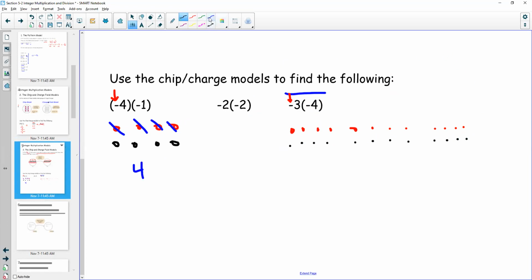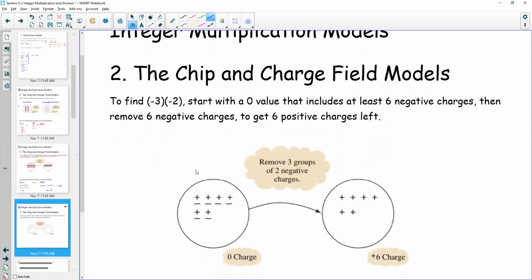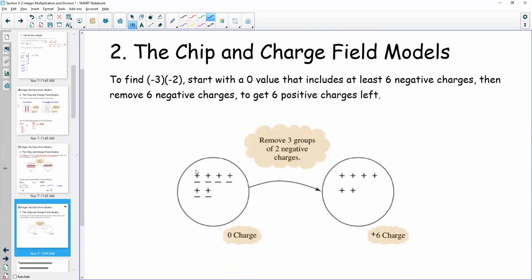And now I can take away my 3 sets. There's 1 set, 2 sets, 3 sets of -4, leaves me with a positive 12. Okay? It's different. You've got to think through it a little bit, but it is a useful thing to show kids. Okay? Charge fields work the same way. It's the same as we talked about in the last lesson. It is the same process as chips.